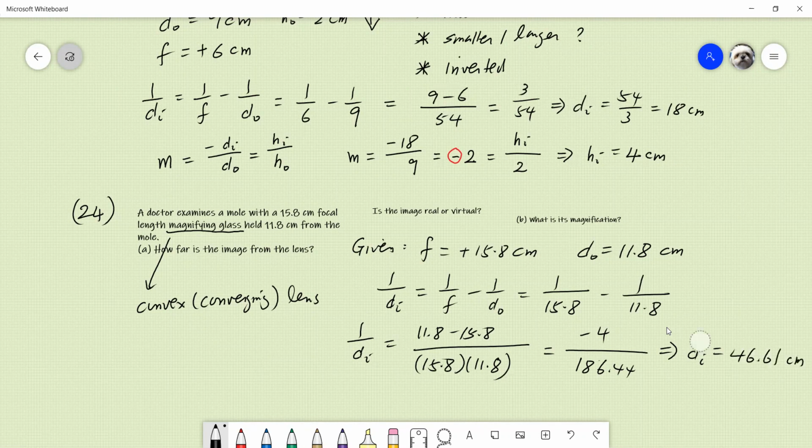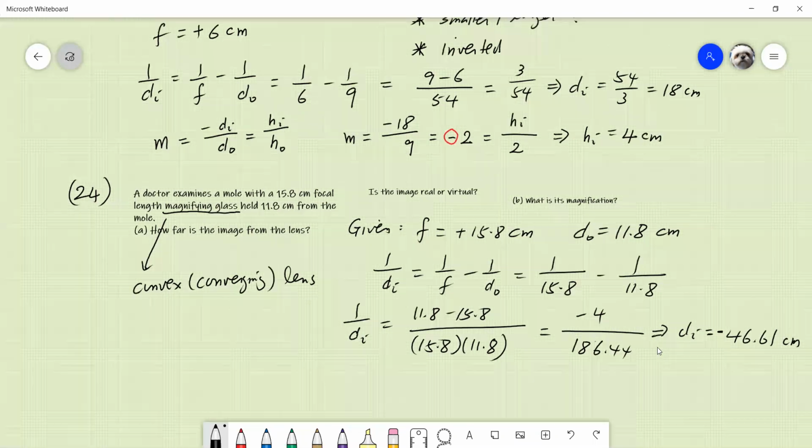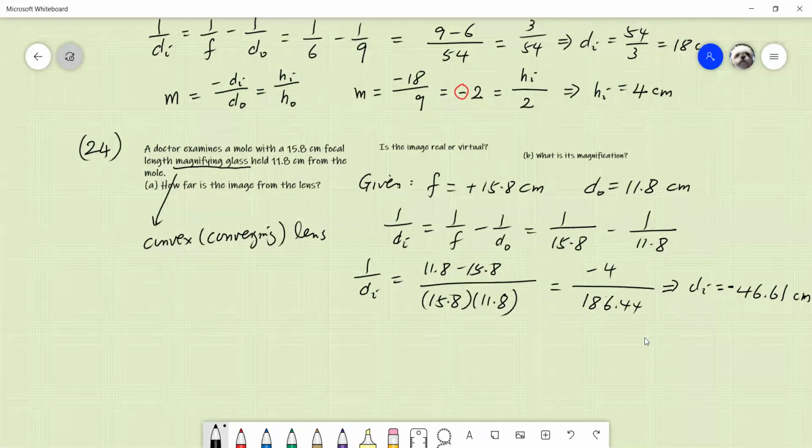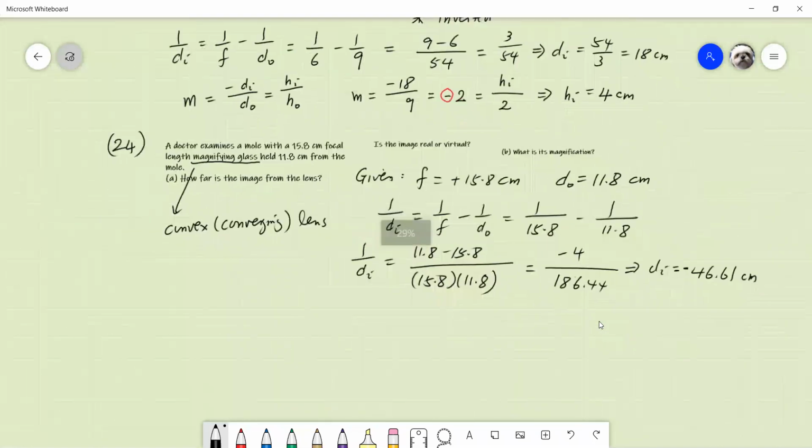Negative, right? Negative mean what? To the left. The same side of the object, right? You're going to have a virtual image, right? Is that right? Negative mean you have a virtual image at the same side of the object, right? Okay. I'm gonna finish that first, then I am going to draw it again, right?